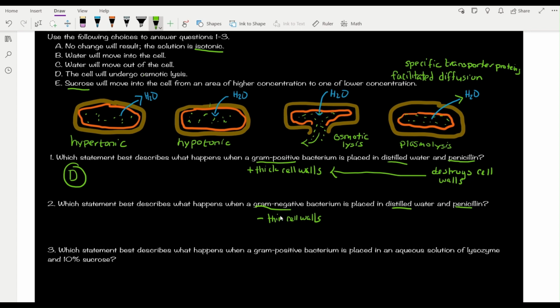Since the cell wall is thin, we can look up here at our images to see which one would best represent what's going on in question number 2. So we have water going into the cell, and it looks like the answer is B. Water will move into the cell.